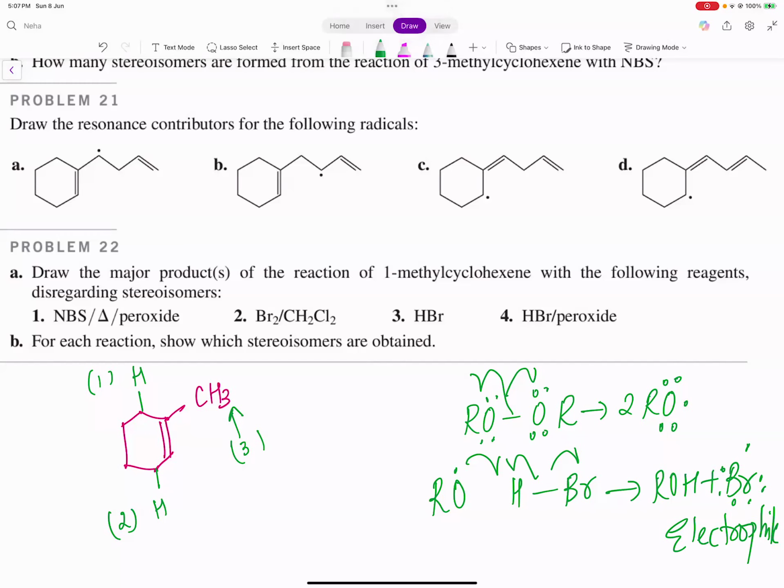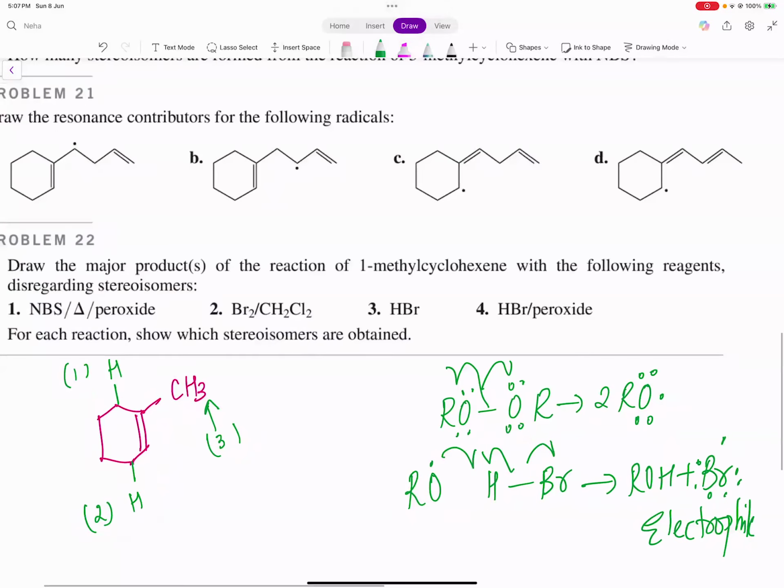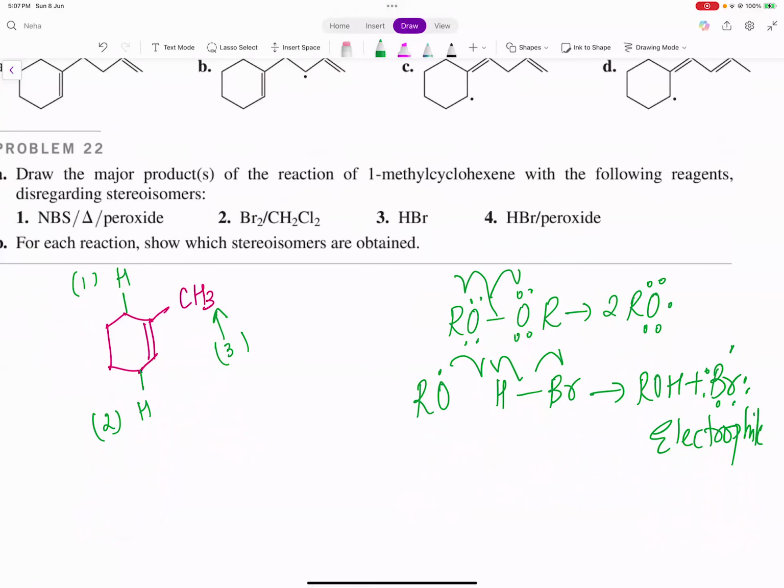So in 3 and 4, the same product will be found, right? In 3 and 4, what will happen is this. In the third case, I will simply have CH3. And here what will happen? I'll have a bromine here, right?